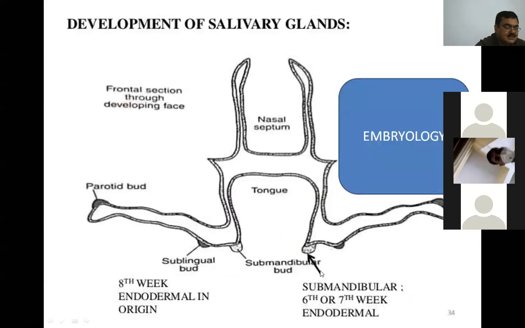So here you can see this is the submandibular part, and here is the sublingual part. This is the 8th week, endodermal in origin. This is endodermal, and this is endodermal, and this is also submandibular, 6th or 7th week. This is endodermal.